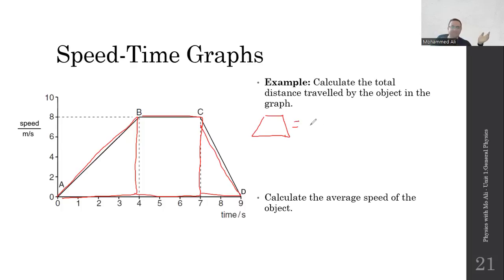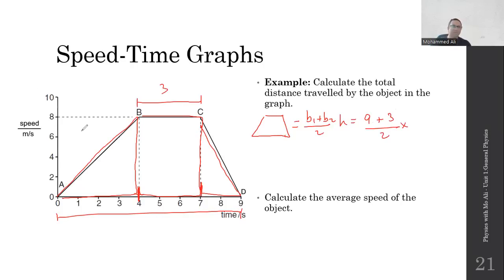This is a trapezium. And the way we calculate the area of a trapezium is base 1 plus base 2 over 2 times height. So base 1, which is 9, this entire base is 9, plus base 2, which is this thing over here from B to C. So from 4 to 7. 7 minus 4 is 3. So 9 plus 3 over 2, times, what's the height? 8. 9 plus 3 over 2 times 8, which is 48 meters. All right.